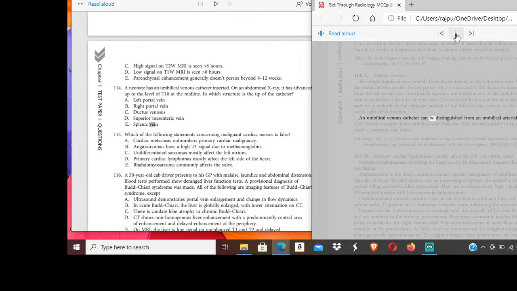An umbilical venous catheter can be distinguished from an umbilical arterial catheter, as the UVC travels cranially in the umbilical vein, while the UAC travels caudally in an umbilical artery to reach a common iliac artery. Schlesinger AE, et al. Neonates and umbilical venous catheters: normal appearance.